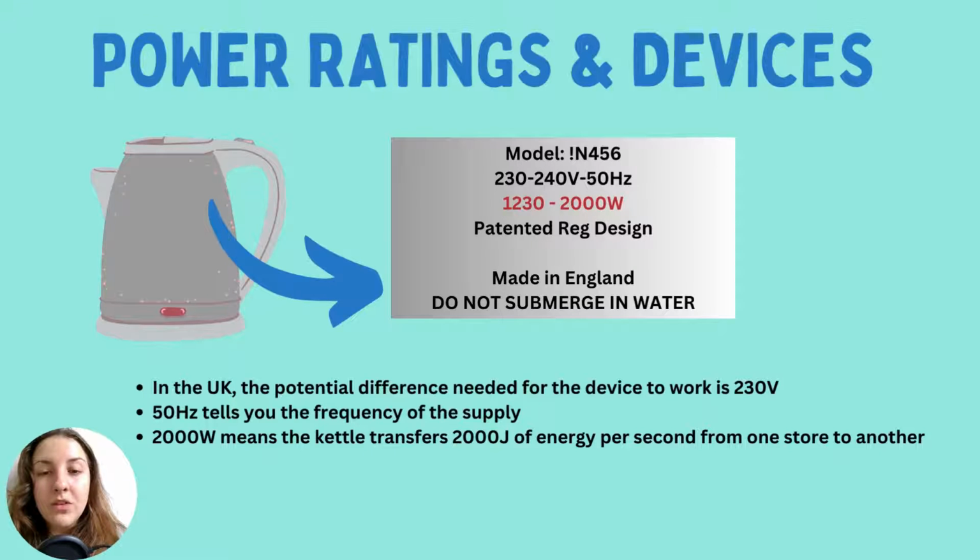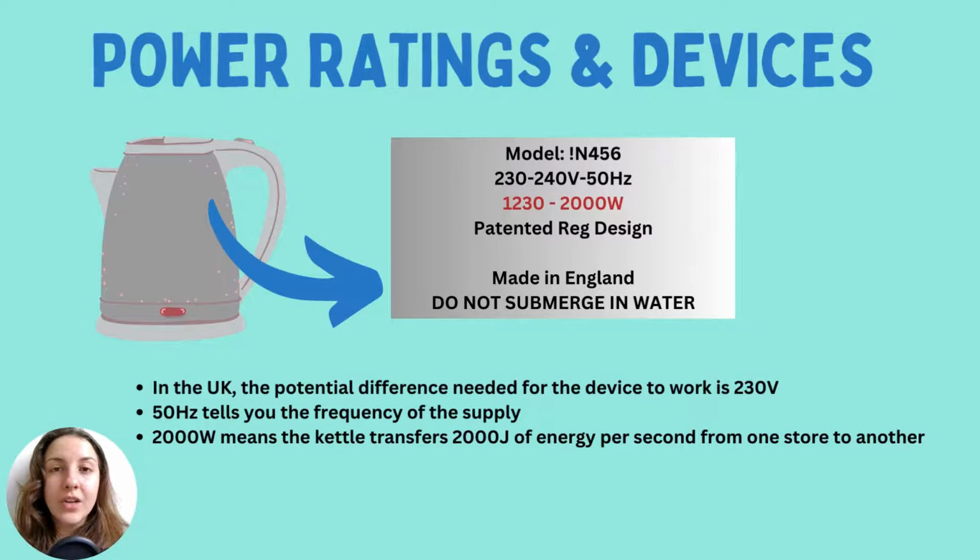And also, where you see 2000 watts, you can see that that tells you the amount of energy supplied per second from one store to another. So in this case, the kettle actually transfers 2000 joules of energy per second, which is obviously quite a high amount of energy. So that's just what those numbers mean.